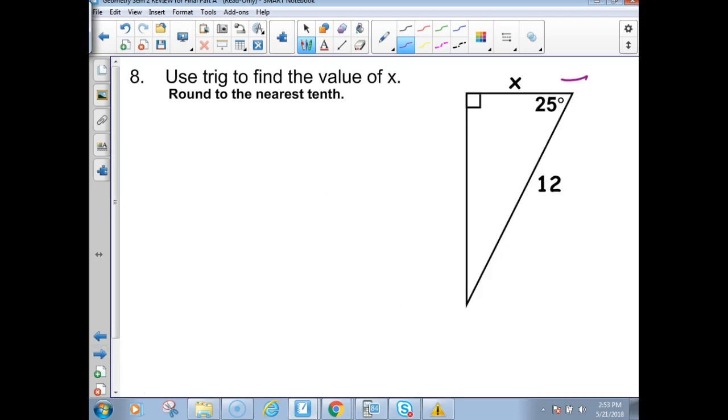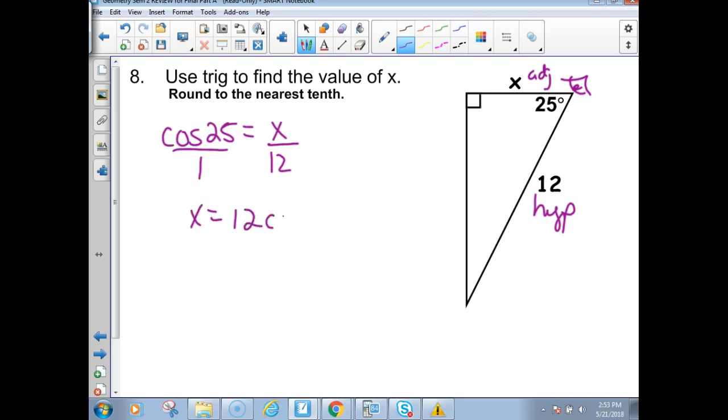Number 8, you're coming from the 25-degree angle. The side opposite is blank. The side adjacent is where x is, and the hypotenuse is 12. Adjacent and hypotenuse tells us to use the cosine. So the cosine of 25 is equal to adjacent leg x over hypotenuse 12. So x equals 12 times the cosine of 25, because that's how this one works out when you do cross products.